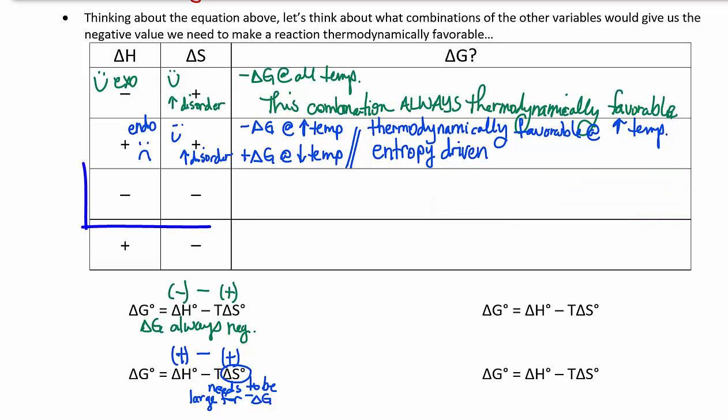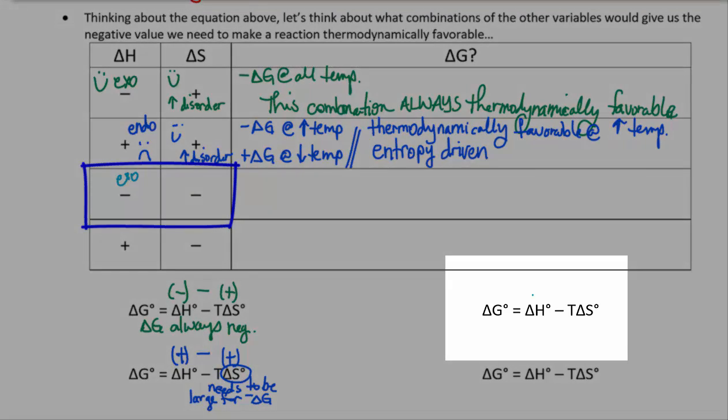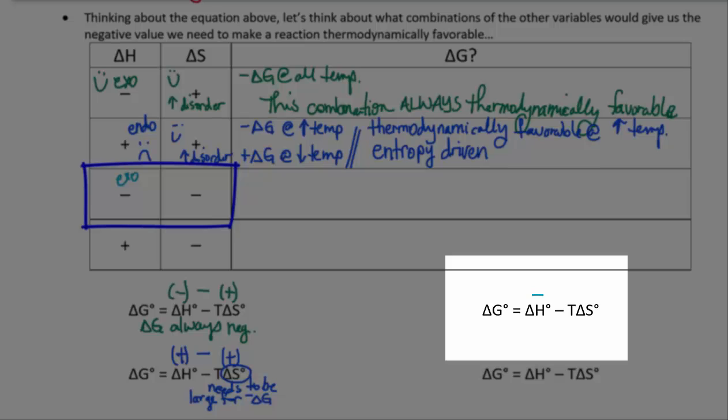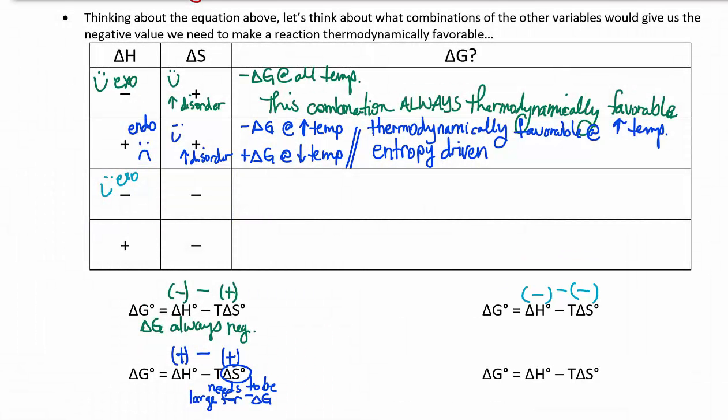Now let's do another example. We have now a negative delta H, which is exothermic, and we know a negative delta H will contribute to a negative delta G, so this is a good thing. And we have a negative delta S, so we're decreasing in our entropy. Now we know that decreasing in entropy is not a good thing. Decreasing in our entropy makes our reaction not thermodynamically favorable because we have a minus, a negative sign, which is essentially a positive sign.